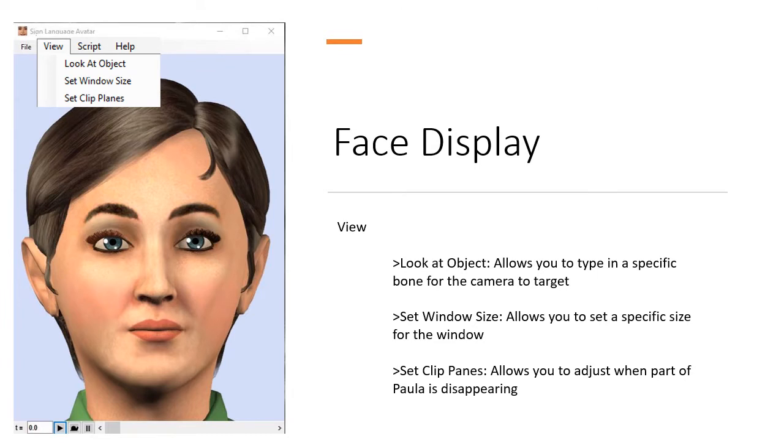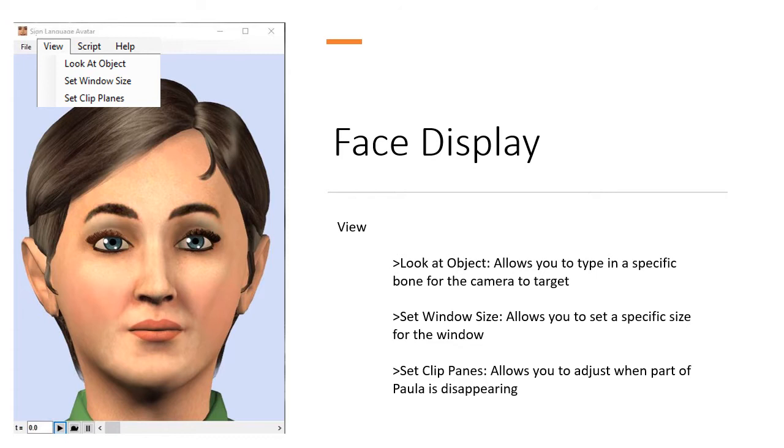Under View, we have Lookup Object. It allows you to type in a specific bone for the camera to target. It must be a specific bone name, for example, the jawbone. Set Window Size allows you to set a specific size for the window. However, you can also adjust by dragging the corners of the window to resize.